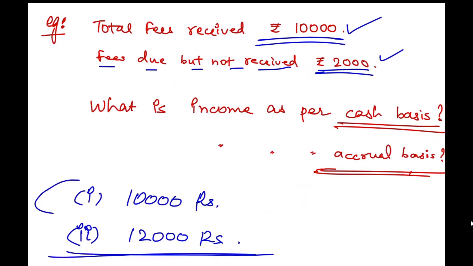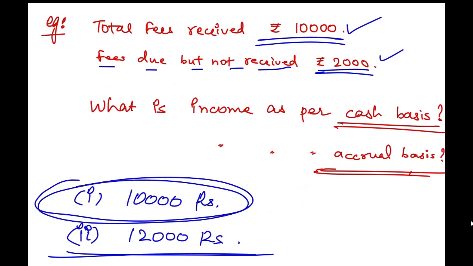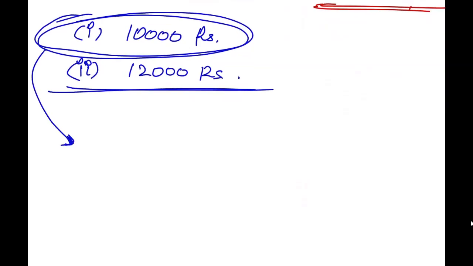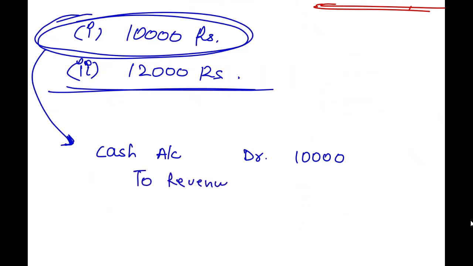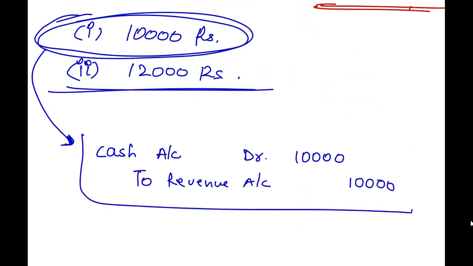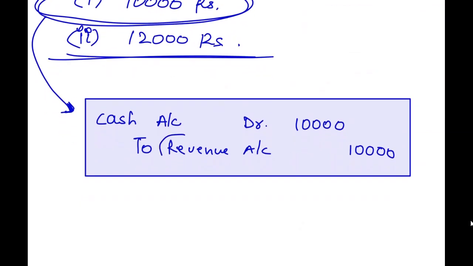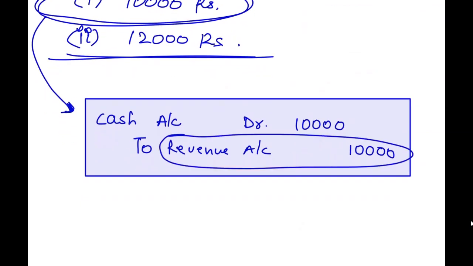Now in the books of accounts, whenever you receive this 10,000, what journal entry will you pass? For this 10,000, what is the journal entry? If we receive the cash, cash will come in, so cash account debit to revenue account, which is your sales account. Okay, this is the journal entry which you will pass. Now assume there are no other expenses. So the whole revenue which you have received is your profit.